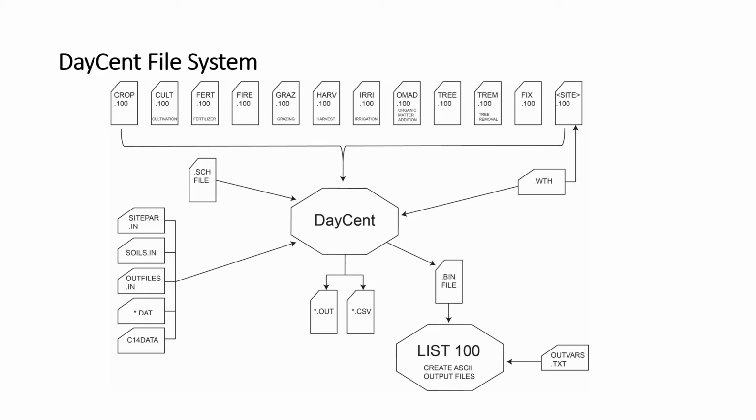Its input files include a schedule file, like I was telling you about just a little bit ago, a weather file that describes daily precipitation and minimum and maximum air temperature, all kinds of different parameter files to describe the types of crops, the types of trees, the cultivation practices, the fertilizer practices, harvest practices that the model simulates. And the model produces spreadsheets as an output, CSV files or other types of text files, and a binary file, which can be translated into a text file.